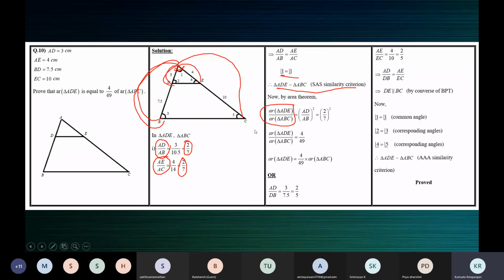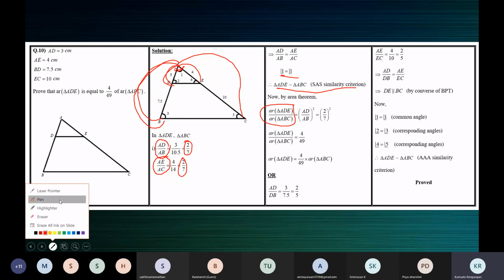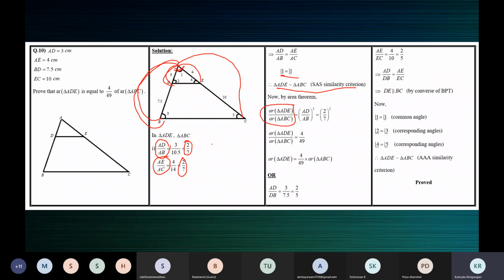Yes, I've written the simplified form, because we found it here. I didn't realize that. This one, we already have it. AD by AB here is 2 by 7. I've written that here directly.